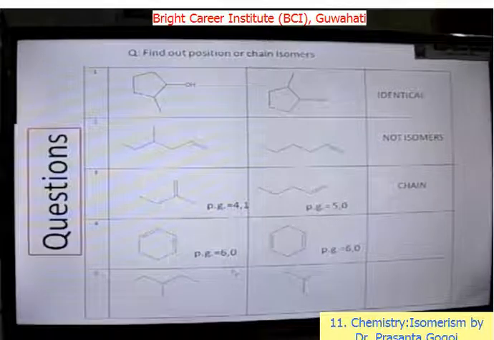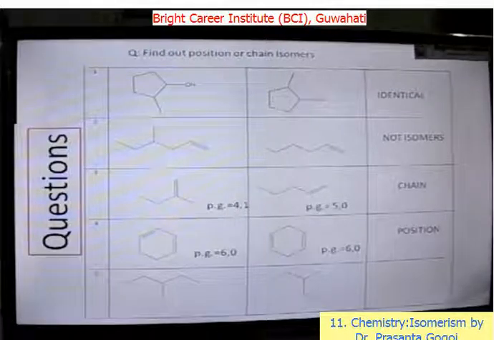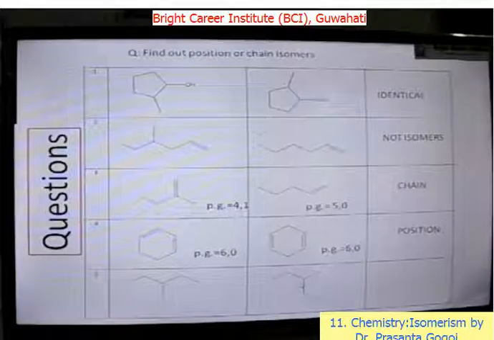In the next example it is 6, 0 and 6, 0. So the same page number, so it's considered as position isomers. But in the next example, you can see 1, 2, 3, 4, 5. Here also 1, 2, 3. The 3 having the same identical structure, so it's not isomers.